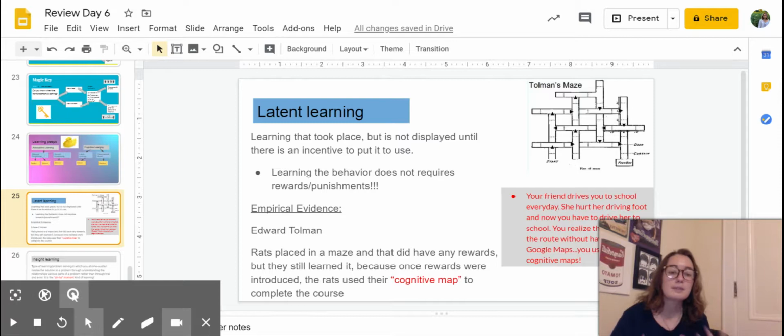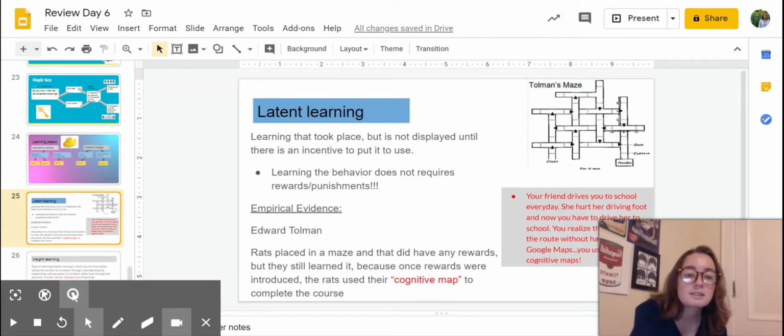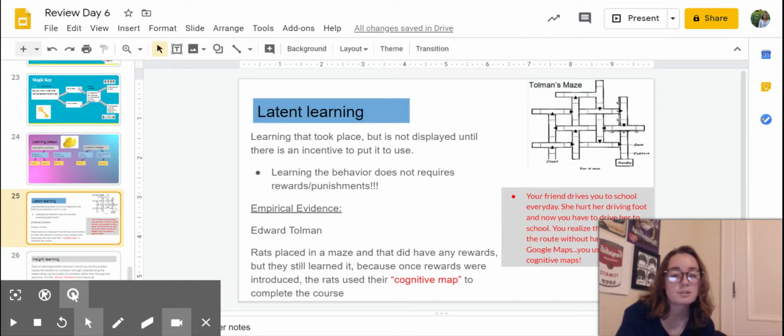It's your mental map of your surroundings. My example of latent learning and a cognitive map in your life would be, say, that your friend drives you to school every day. So you have never really driven to school on your own before. Your friend is always picking you up. But say she hurt her foot and now you have to drive to school.